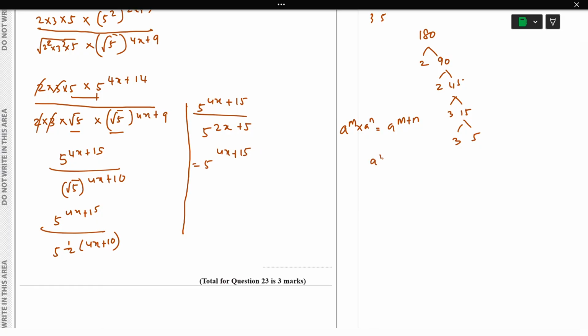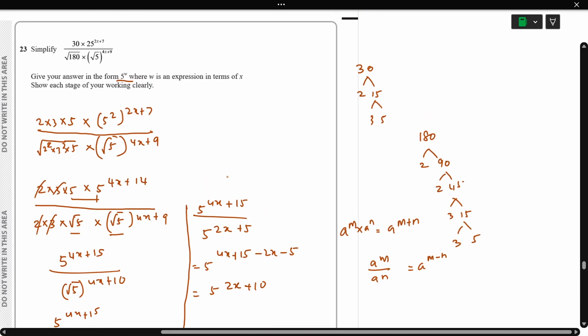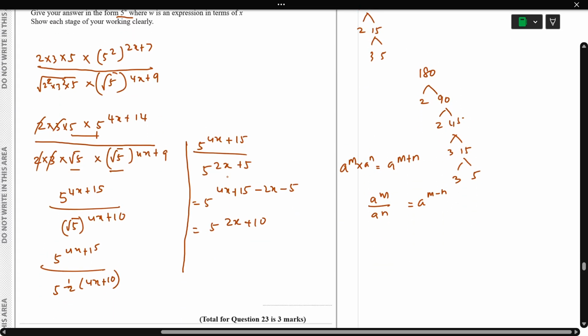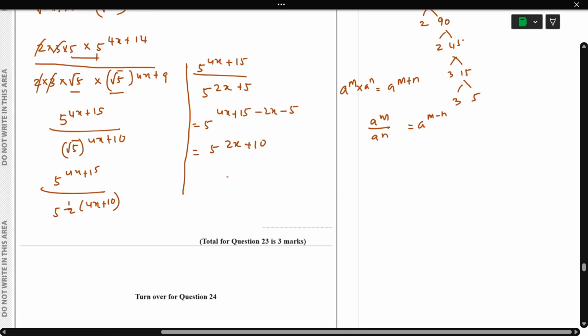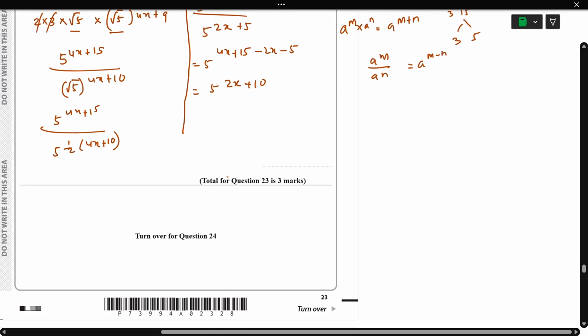The next is a power m by a power n with the same base, so we can subtract the powers. So which is minus 2x and minus 5. So 5 power 4x minus 2x is going to be 2x, and 15 minus 5 is going to be 10. This is our final answer. We have to leave it as 5 power w, where w is an expression in terms of x. So this is our final answer, which is 5 power 2x plus 10.